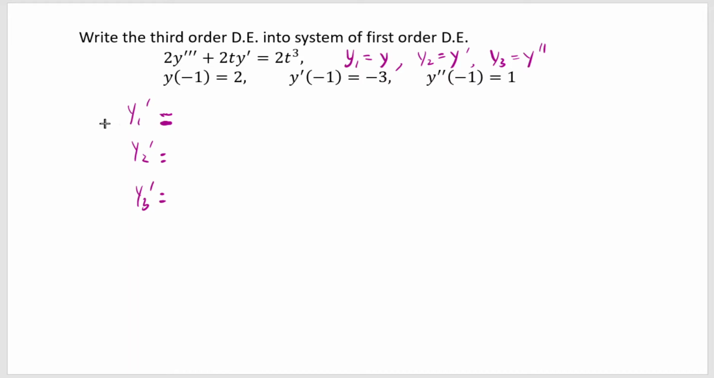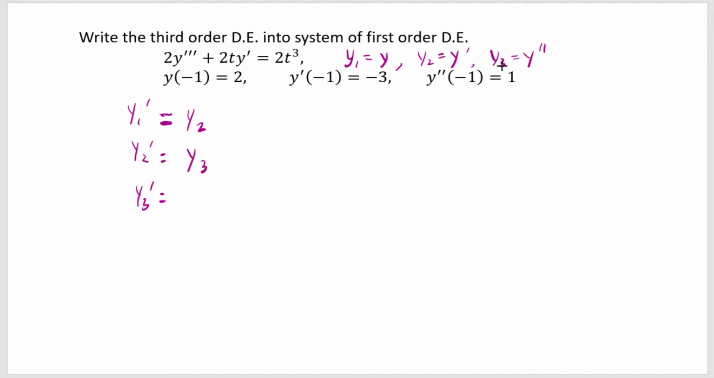Alright, so y1 prime. If you take y1 and differentiate both sides, then you get y prime. But what is y prime? That's just y2. And let's do the same thing. Take y2 equals y prime and differentiate both sides, and that gives you y double prime, but y double prime is y3, so you just write y3.